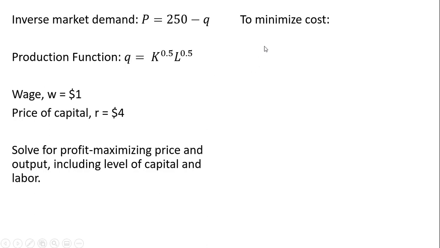So the first thing to do is to recognize that when the monopolist is maximizing profit, it is going to be producing its output at minimum cost, and to achieve that, it'll be hiring inputs such that the marginal product per dollar of labor will equal the marginal product per dollar of capital. So we're going to substitute in this cost minimizing condition the marginal product of labor, marginal product of capital, $1 for W and $4 for R.